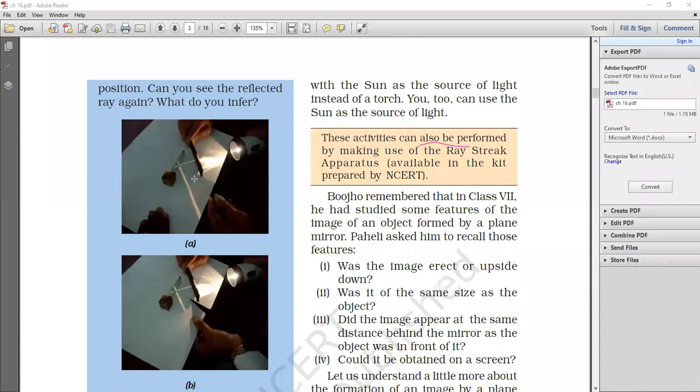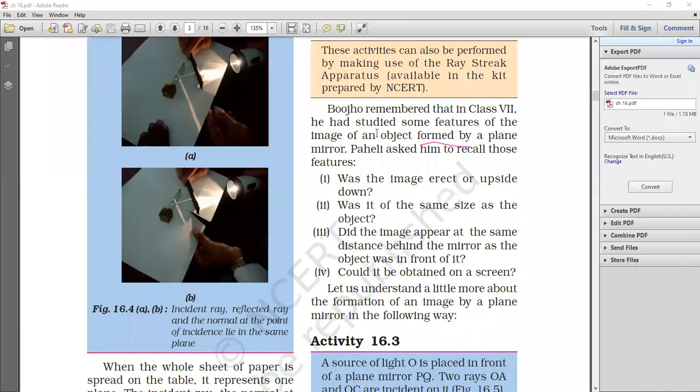With the sun as the source of light instead of a torch, you too can use the sun as a source of light. जहाँ पर torch use की गई है उस जगह पर आप source of light में sun भी use कर सकते हो, same activity को. Now next we move to our next point.